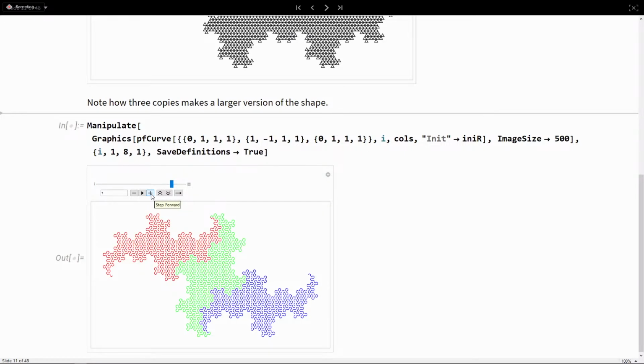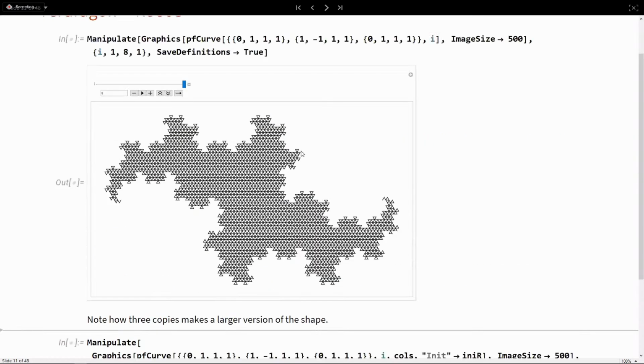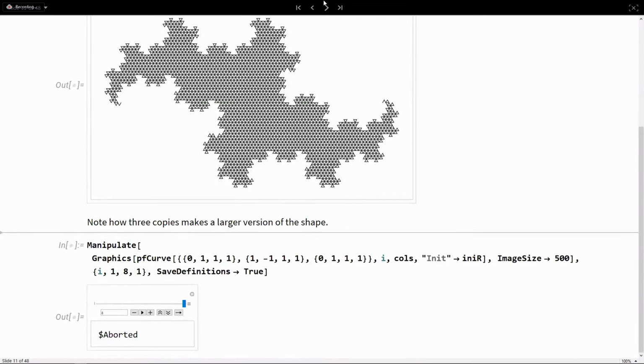Not sure whether this next step will work. Oops, nope, didn't work.